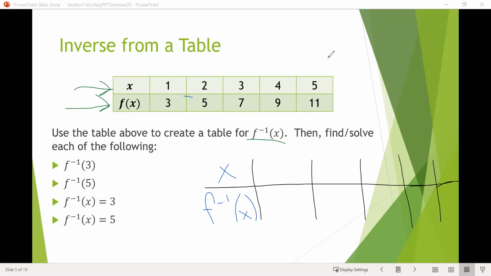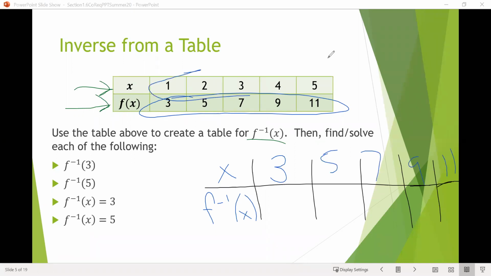So now all of these outputs here, the 3, 5, 7, 9, 11, those will become the inputs of this inverse function. And then all of those inputs from up above, 1, 2, 3, 4, 5, those become the outputs down here. Okay, so now we have a table for the function f inverse. And what we can do with that now is evaluate the inverse at some different values. So for the first one here, notice we've got f inverse of 3.